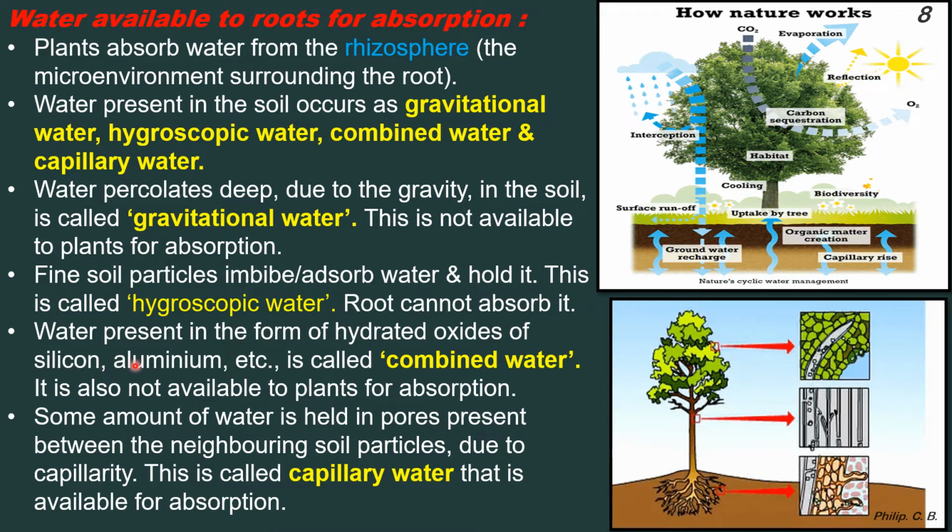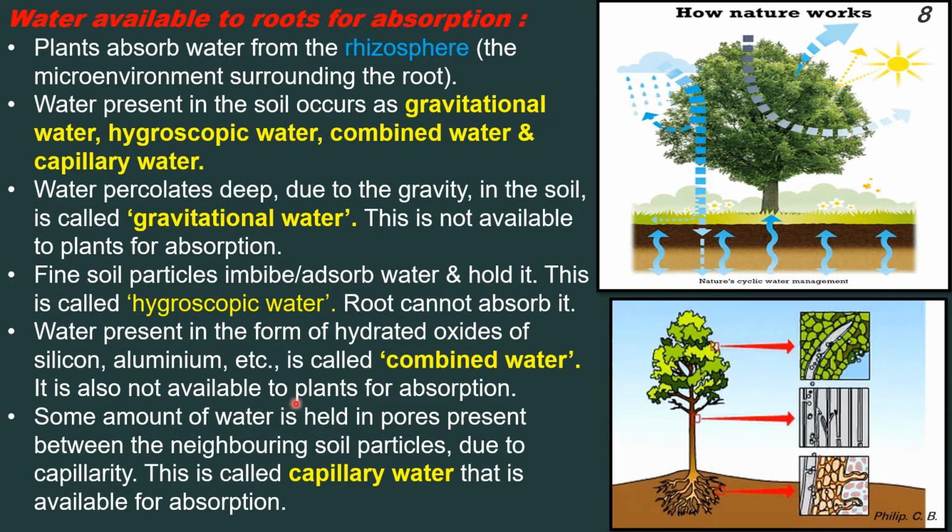Then third, water present in the form of hydrated oxides of silicon, aluminium, etc. is called combined water. So what is combined water? From the term combined, it is the form of hydrated oxides of which ones? Silicon and aluminium. Again, this water is also not available to the plants for absorption.